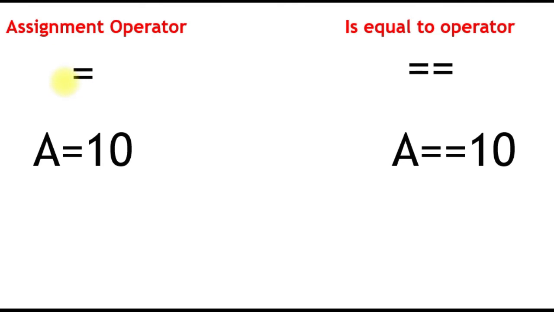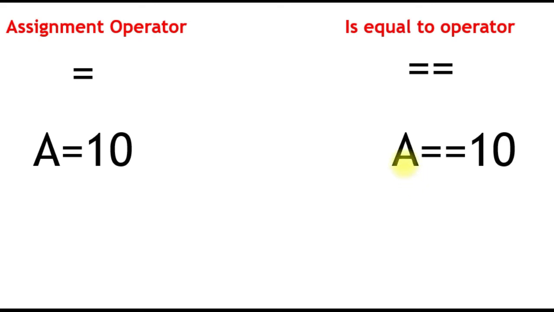Yun po ang gamit ng assignment operator. Ngayon naman, paano kung double equal sign? So, ang tawag dito is yung comparison operator, yung natakil natin kanina. Is equal to operator ang tawag dito. So, meaning, you are comparing yung left operand sa right operand.